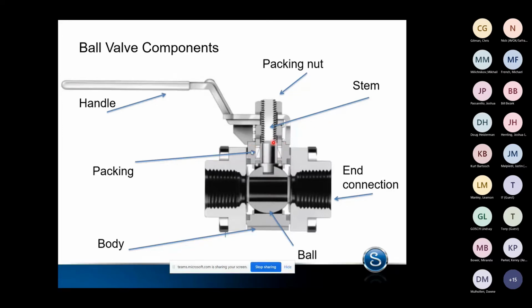Again, there's a lot of other components in here, but in general, that's what we're looking at for a ball valve, is that you have a handle that actuates a stem that attaches to a ball. The ball is inside of a body. You have end connections that are connecting to the system. And then you have packing and a way to adjust the packing to make sure that you don't have an outboard leak.